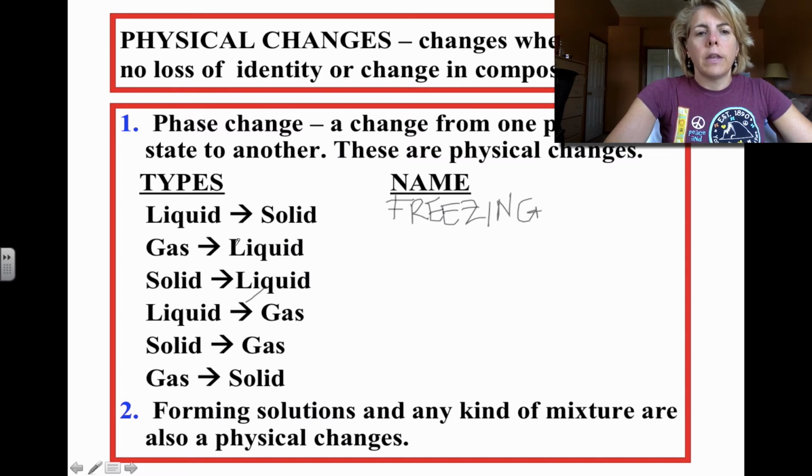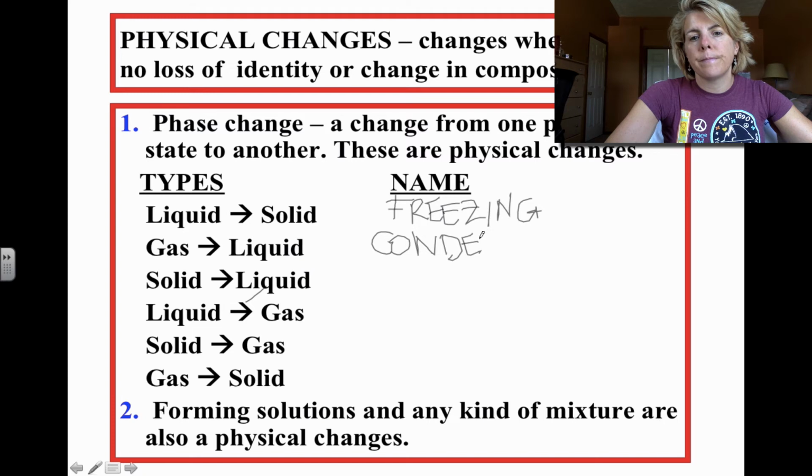Okay, the next phase change, we go from a gas to a liquid. This one you may or may not be familiar with. Condensation. So you know when you see dew forming on the grass, or you're taking a shower and there is moisture on a mirror, that's essentially condensation.